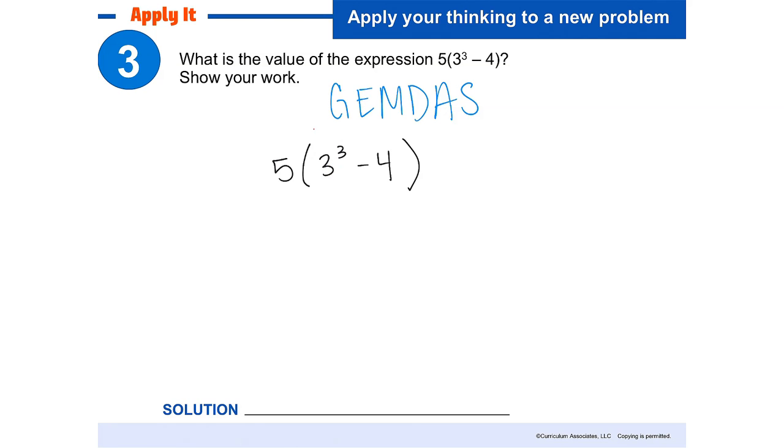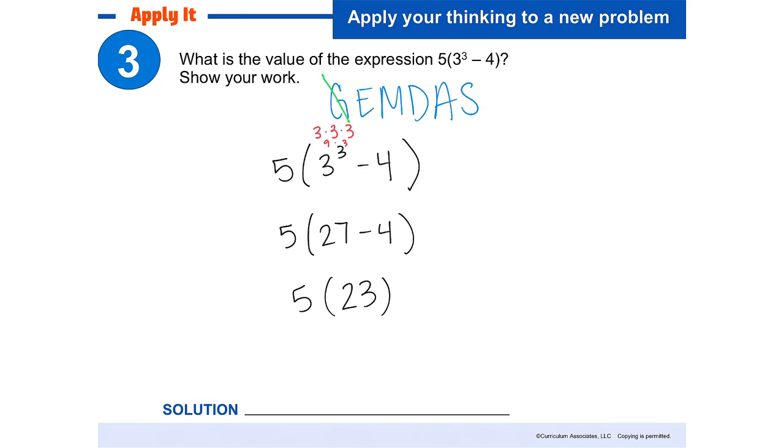So I know that 3 to the third is the same as 3 times 3, that product times 3. So 3 times 3 is 9. So we have 9 here, times another 3 is going to be 27. So I'm just going to go ahead and rewrite my problem. 5 times 27 minus 4. Okay. So we're still working within our grouping. So let's see, what do I need to do in grouping? 27 minus 4. I know that 27 minus 4 is 23.